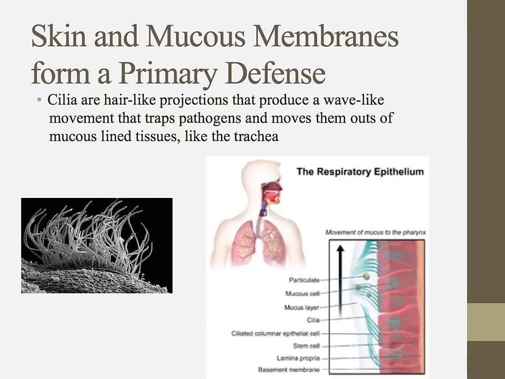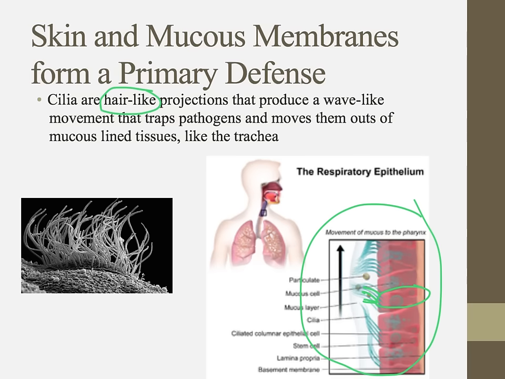Okay, so those cilia we just mentioned, those hair-like projections, are part of cells, and they can produce a wave-like movement that traps the pathogens and moves them out of those mucus-lined tissues. So here's the trachea, and we have these cells, and these cells have these cilia on them.